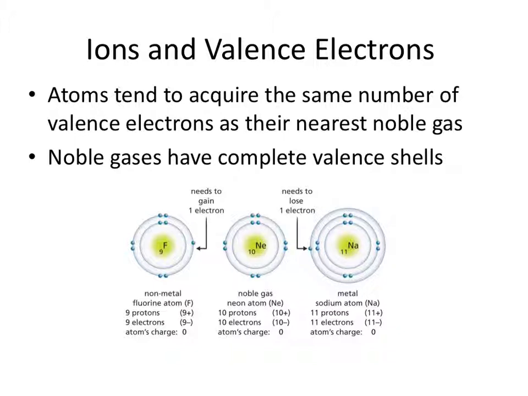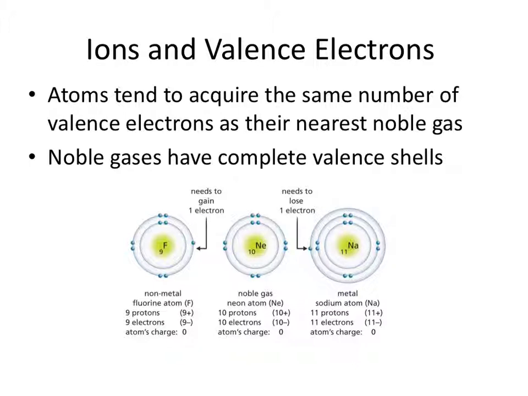One theory states that atoms tend to acquire the same number of valence electrons as their nearest noble gas. Noble gases have complete valence shells. So in this example, we have neon below. Neon will not readily react with any other atom because it has a full outer shell.